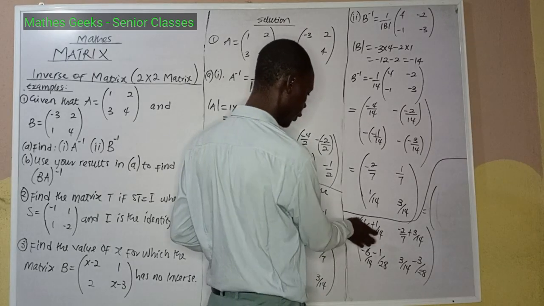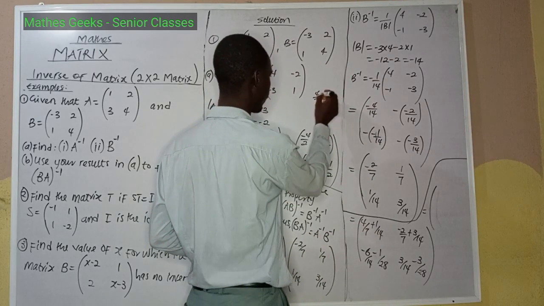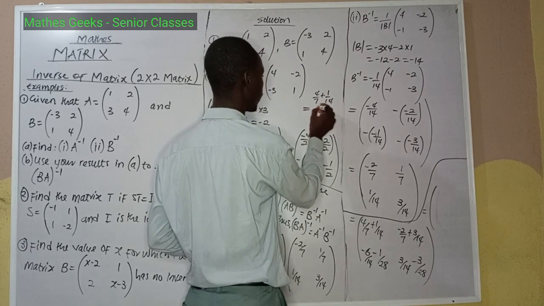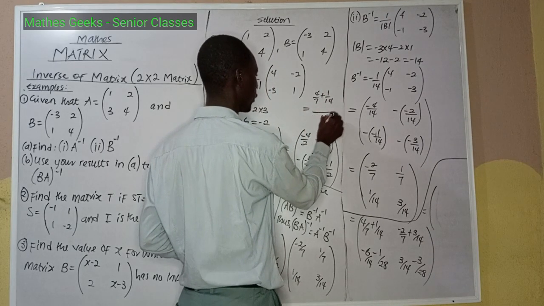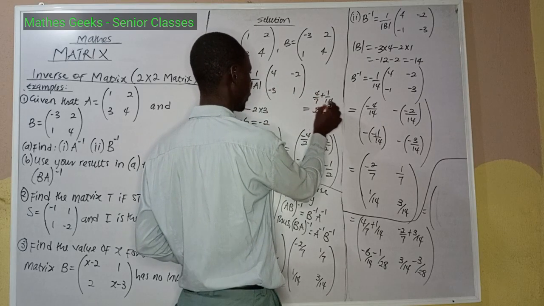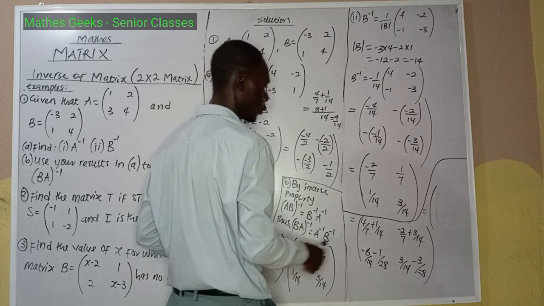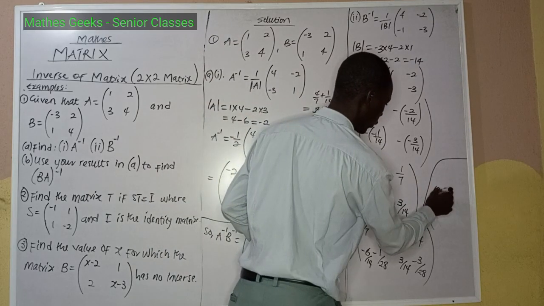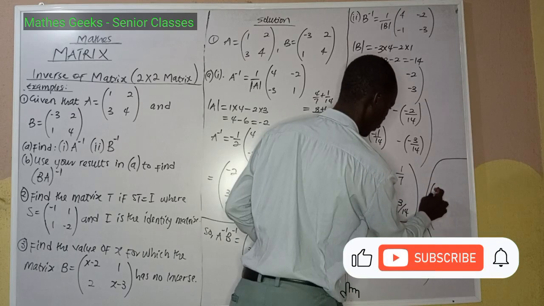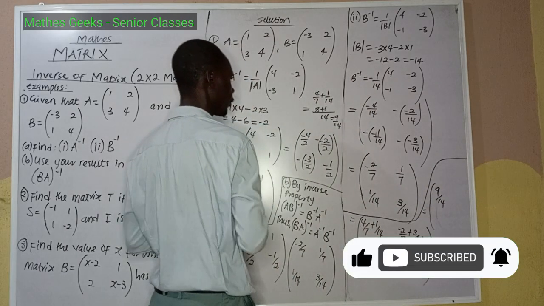So I'm going to do this here. 4 over 7 plus 1 over 14. LCM is 14. 14 divided by 7 is 2. 2 times 4 is 8, plus 1. That's 9 over 14.